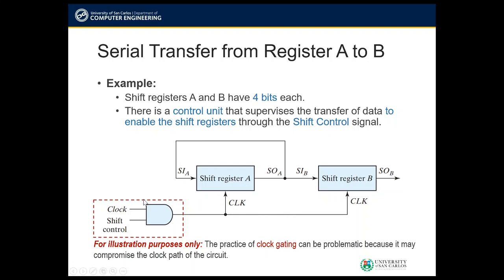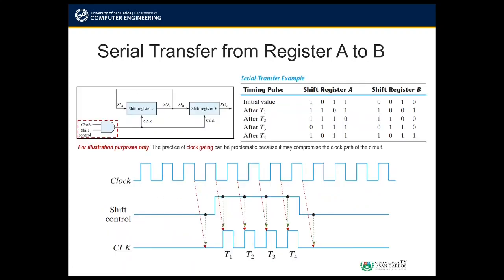In actual circuits, this practice can be problematic. This is what we call clock gating. This practice can be problematic because it may compromise the clock path of the circuit. This is especially true if we are designing synchronous sequential circuits. But for illustration purposes here, let's just consider this scenario.